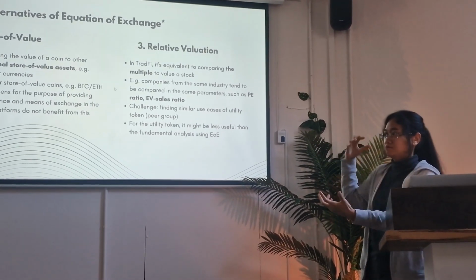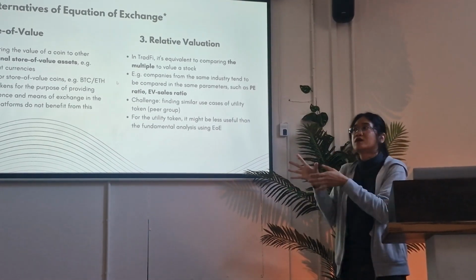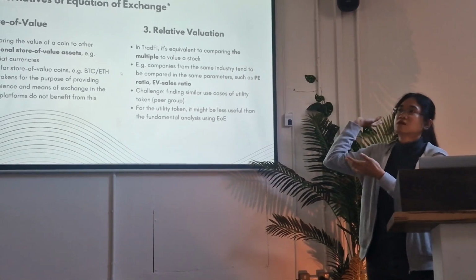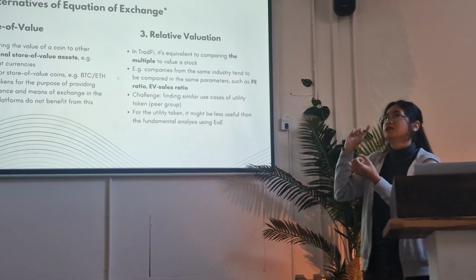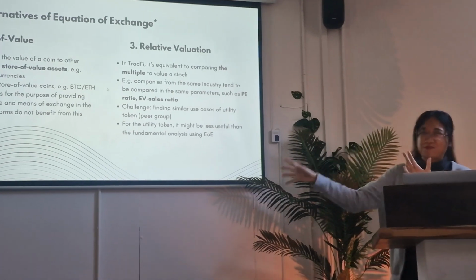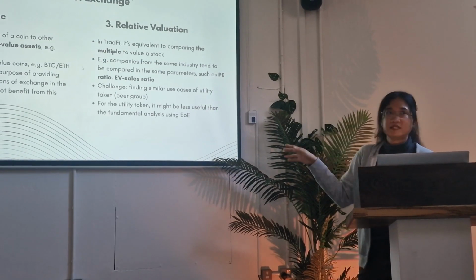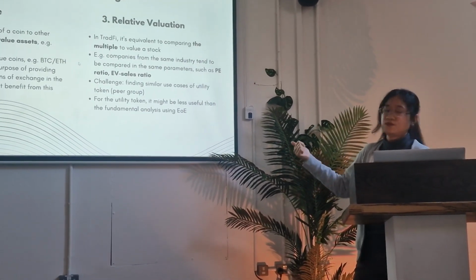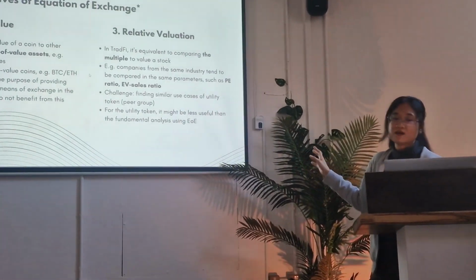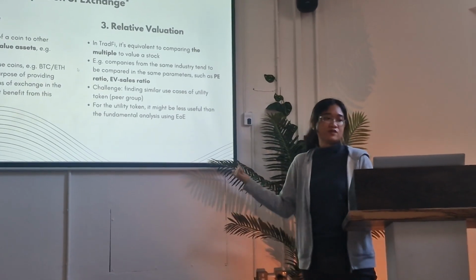Usually in traditional finance we have lists of companies in the same industry that we call peers. Say we want to value Apple, maybe we can just put Motorola, Samsung, Huawei, and the rest of the mobile technology companies as the peers of Apple, and we can know from the public data what their PE ratio and EV to sales ratio are. But the challenge for the utility token is finding similar use cases. It might also be less useful for fundamental valuation.